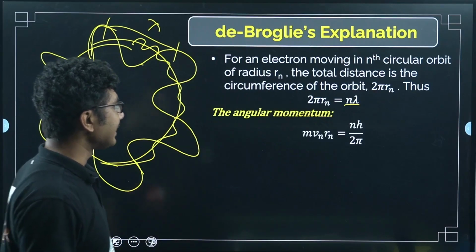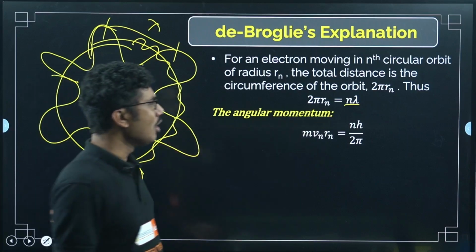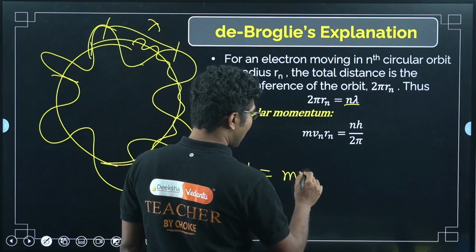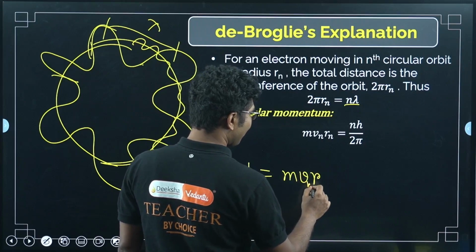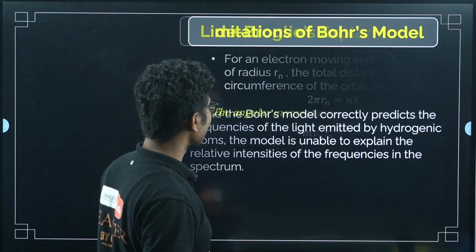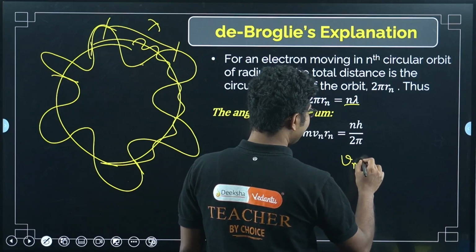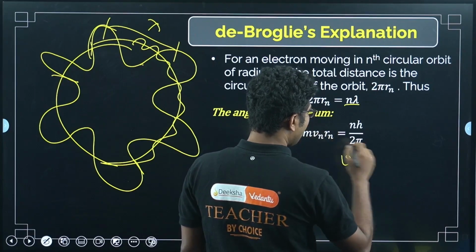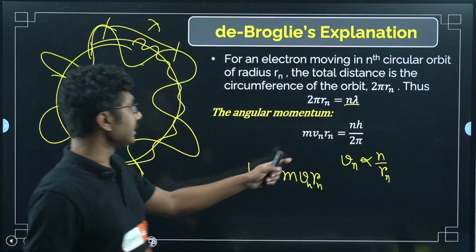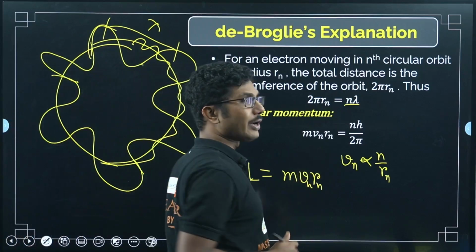The angular momentum, he said, m v_n r_n should be equal to n h by 2 pi. Now this is nothing new. We know that angular momentum in linear motion is given by m v r, right? In this case m v_n r_n. So from here you can find that v_n is proportional to n by r_n. So the velocity of an electron orbiting in any orbit is proportional to n by r_n.